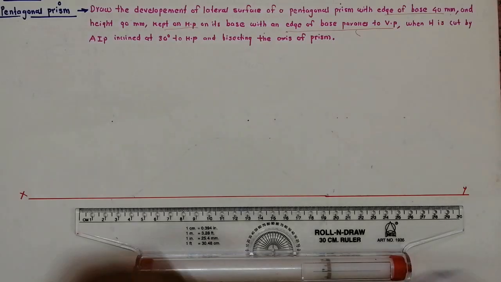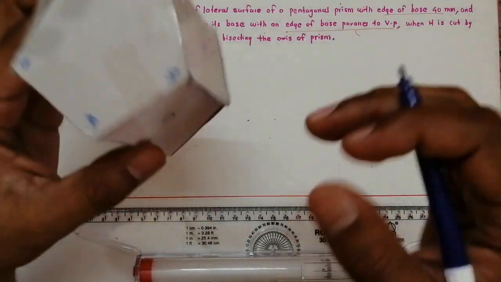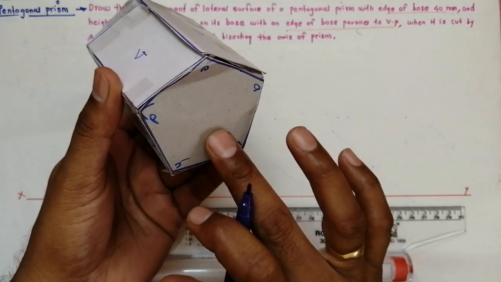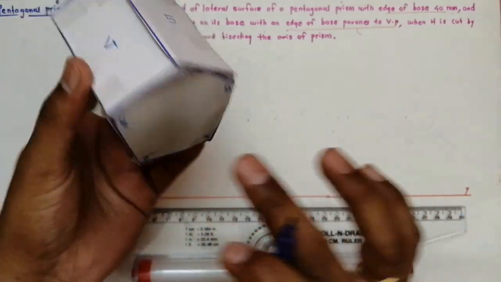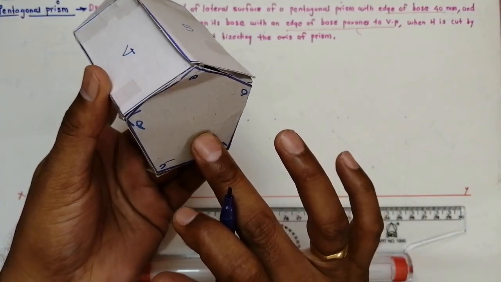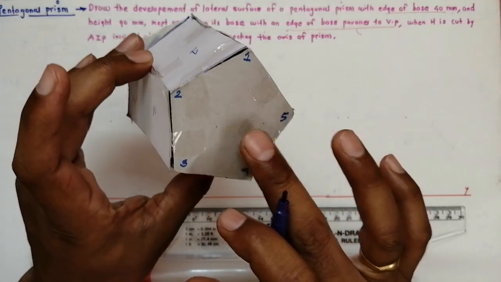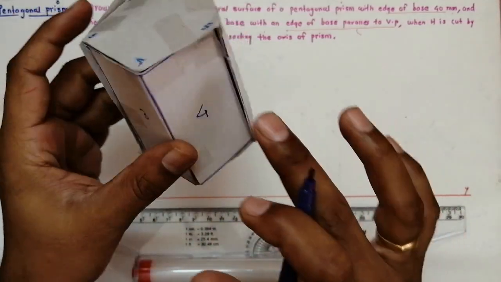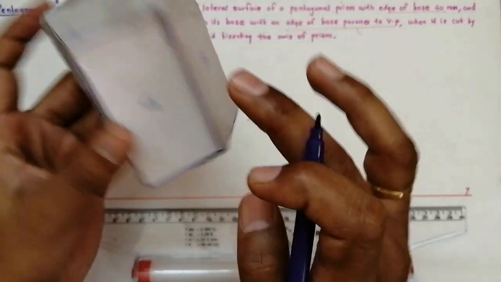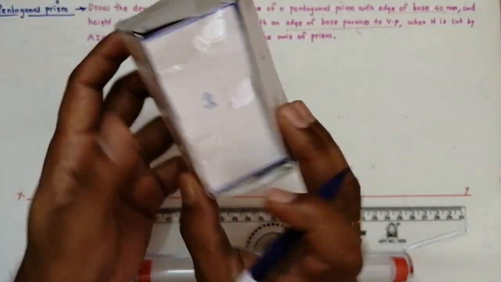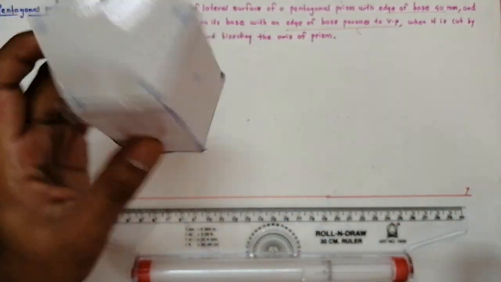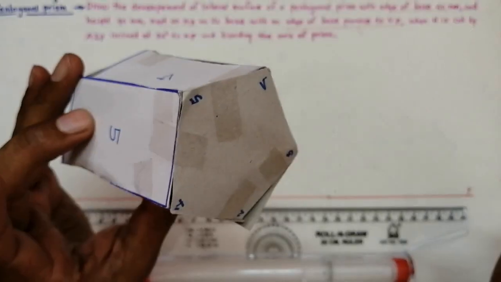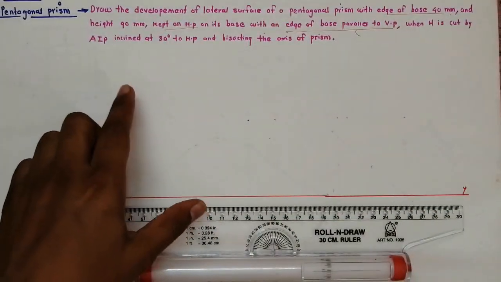Now what is meant by the prism? The prism has two bases, one at the bottom and another at the top. Here this is a pentagon on the bottom, and again the same pentagon is on the top, and the edges of these two pentagons are joined by means of rectangles. So this is called a pentagonal prism. Now we will take an example.